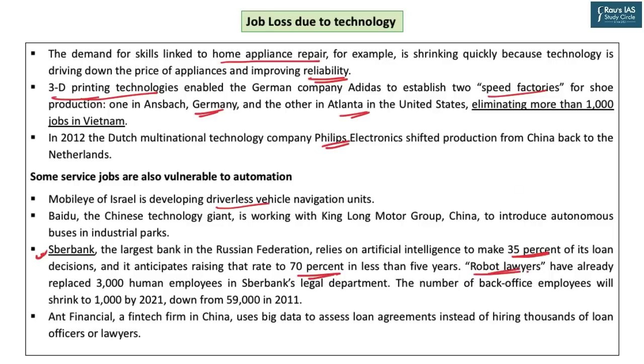It is expected that the back office employees in the bank will decrease from about 60,000 that were present a decade back to around 1,000. Similarly, many other financial companies like Ant Financial, a financial technology company of China, are using big data to assess loan agreements. It's a global phenomenon.